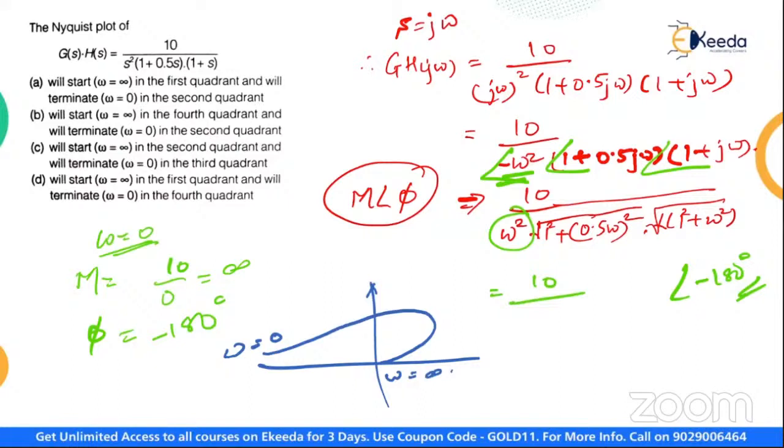What happens at infinity? Again, the same story will happen. It will become 0 and it will move like this. So basically, what is the answer? It will start at infinity in the first quadrant and will terminate at 0 in the second quadrant. That's it. So the answer is option A.